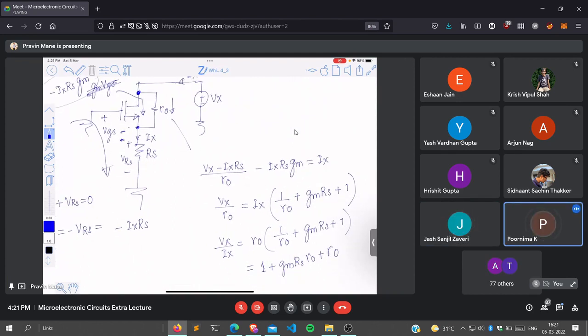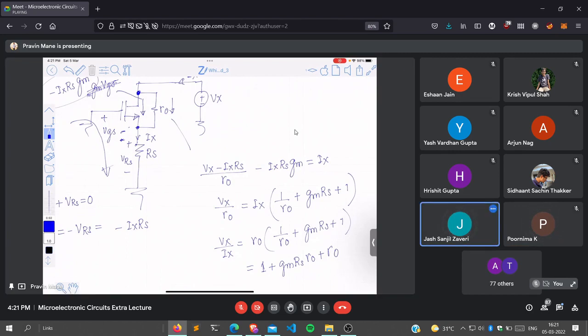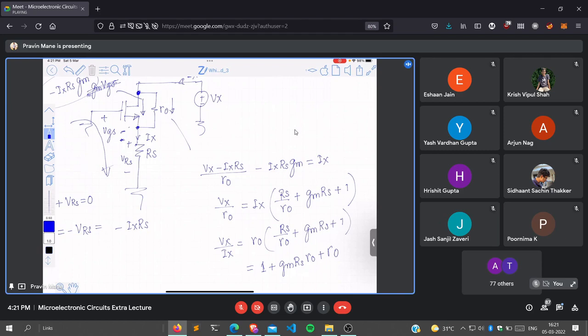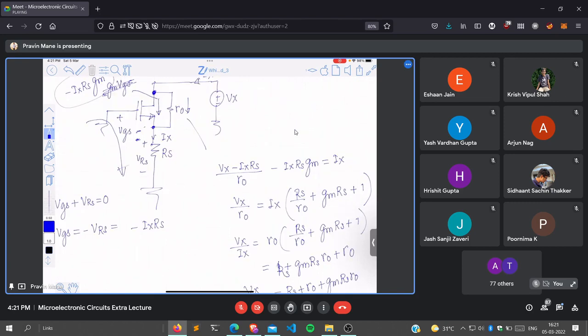Yes, the first term is RS by RO. When you took Ix common, the first term should be RS by RO. Now, right? So it will be RS plus RO plus gm RS RO. Actually, I missed it. Vx by Ix, what you were saying initially? It is RO plus RS.